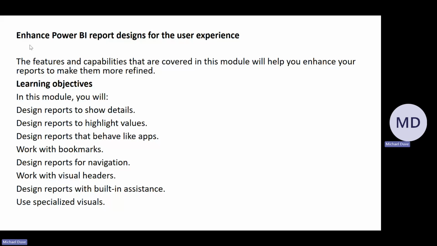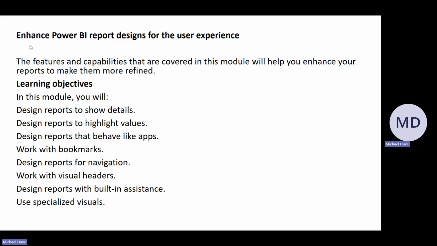Then work with the visual headers. That is, visual headers allow you to add titles, subtitles, and other information to your visuals. Then use visual headers to provide context and explain the purpose of each visual. Then you can also design reports with built-in assistance. That is, use tooltips, instructional text, or help icons to provide guidance on how to interact with your report. Then you can also use explanatory text or images to provide context for the data presented in your report.